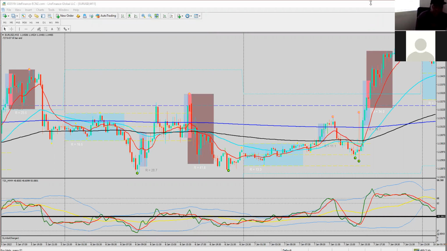Okay, so the basis of the strategy is you need to understand Btmm. If you're not using Btmm, just make sure that you understand the sessions, at least in your session times, especially the Asian, because this is the basis of this particular setup.